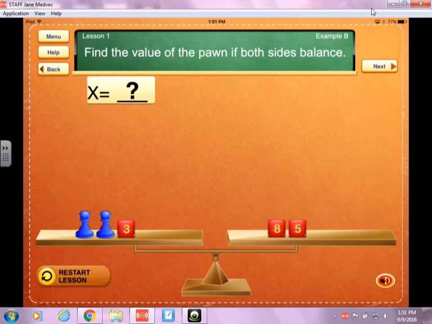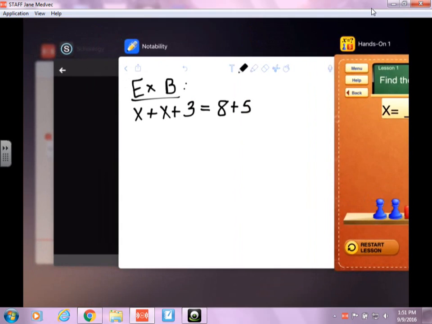Okay? Now, take a look at the equation that you had written down. I got a blue pawn, which is x. I got another blue pawn, which is x. I got the 3 cubed, which is your 3. And then I did an equal sign, yes? And then I got 8, and then I got a plus, and I got a 5, don't I? Okay? So I just set it up. Now I'm going to go back to my notes.